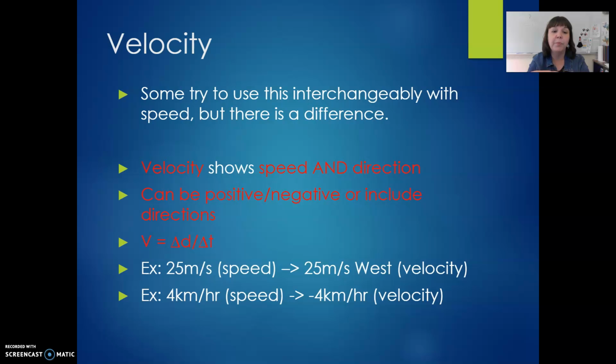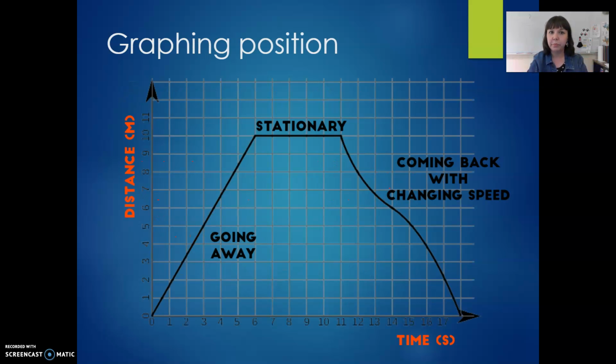So for example, if we are going 25 meters per second, sorry, that's a speed. But if we're going 25 meters per second west, that's a velocity. 4 kilometers per hour, speed. Negative 4 kilometers per hour means we're going back to our origin. That would be our velocity.